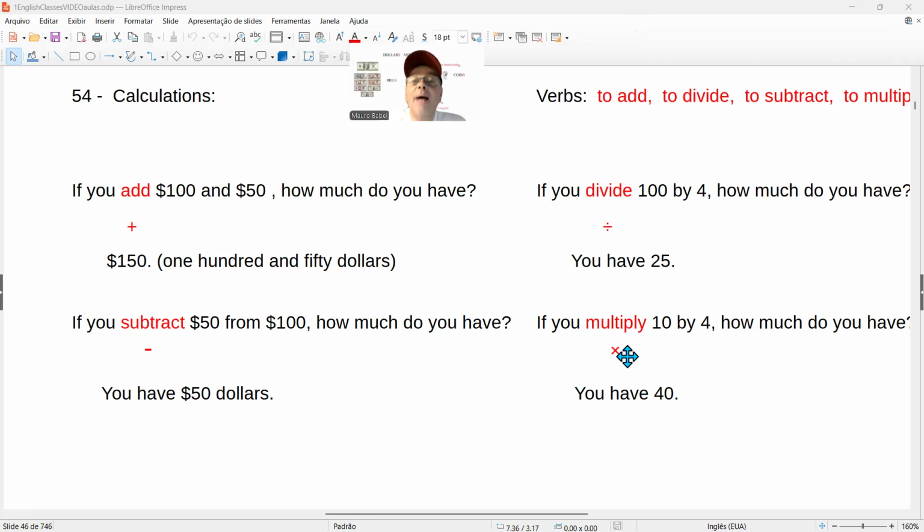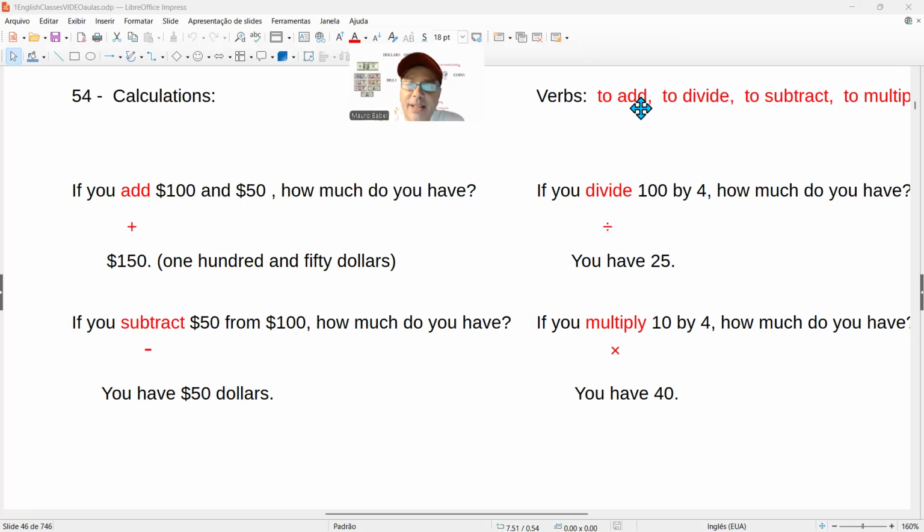Agora a gente vai usar os verbos específicos, né? Calculations. Em vez da gente falar 2 plus 2, a gente vai falar you add 2 and 2, né? Você soma. O verbo somar, to add. Vamos lá, repeat. To add. Again, to add. All right.